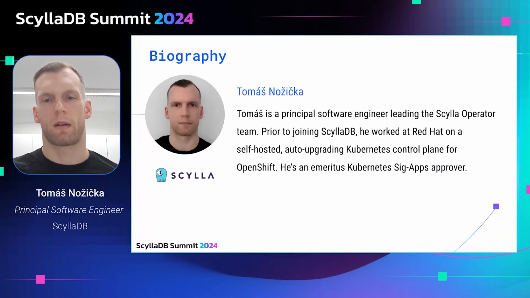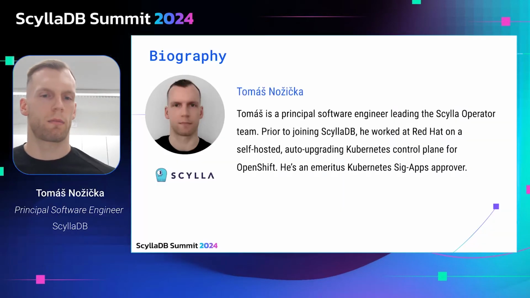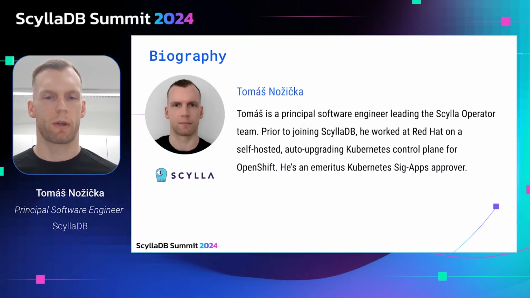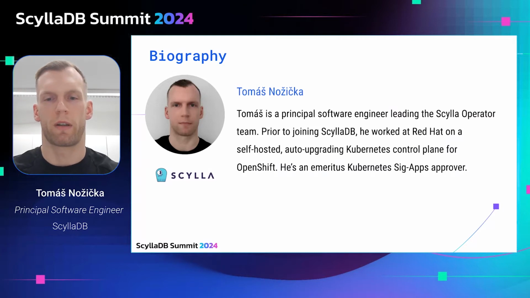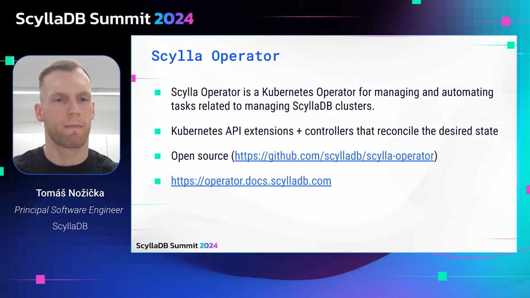My name is Tomáš Nožička. I'm a principal software engineer at ScyllaDB. Before joining that, I used to work for Red Hat on a self-hosted auto-upgrading Kubernetes control plane and in Kubernetes upstream, mostly SIGApps, but nowadays I lead the Scylla Operator team here at ScyllaDB.